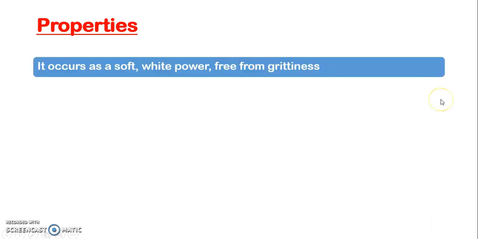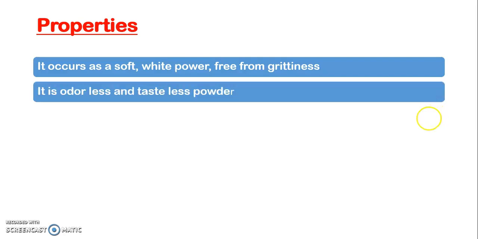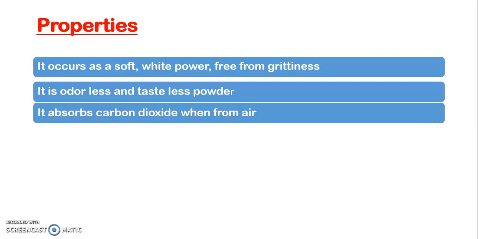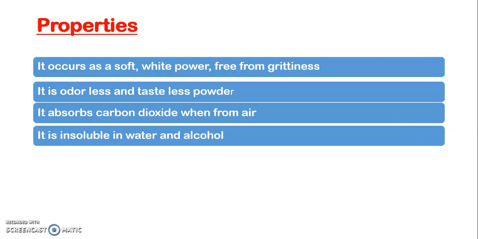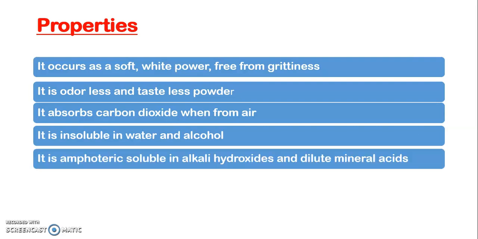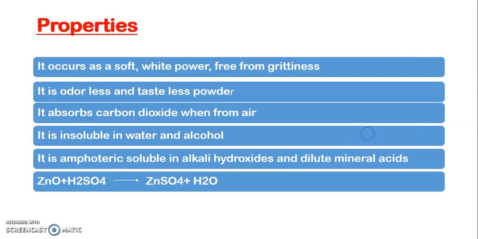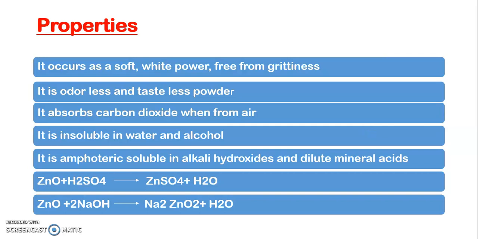Properties. Zinc oxide occurs as a soft white powder. It is free from grittiness. It is odorless and tasteless powder. It absorbs carbon dioxide when exposed to the air. It is insoluble in water and alcohol. It is amphoteric, soluble in alkali hydroxides and dilute mineral acids. Zinc oxide with sulfuric acid gives zinc sulfate, and with sodium hydroxide gives sodium zincate.